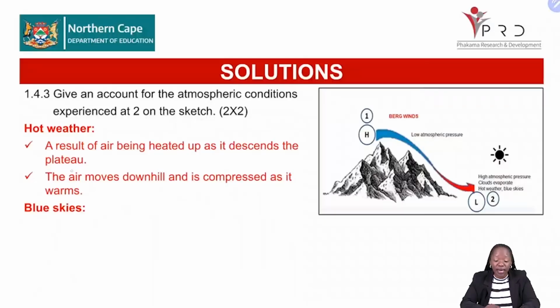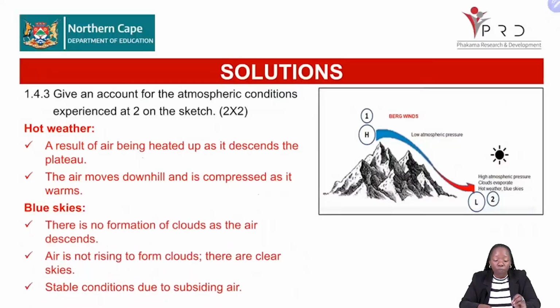So to give an account on the atmospheric condition that is experienced at number 2 on the sketch. Number 1, the air is heated up as it descends to the plateau, your dry adiabatic lapse rate. Then the air moves downhill and is compressed as it warms. Then looking at your blue clear skies, there is no formation of clouds as the air is descending, or the air is sinking, and the air is not rising to form clouds. They are clear skies. And also, remember again, this is happening in winter and there are stable air conditions due to the subsiding air.